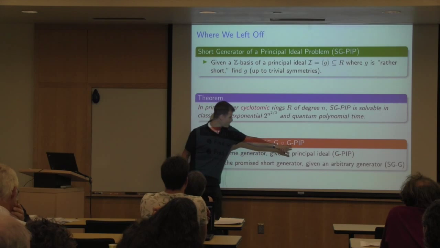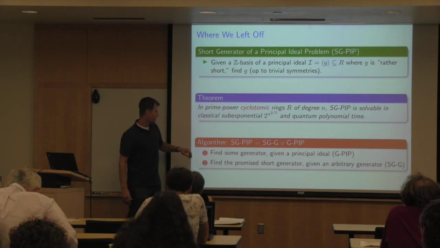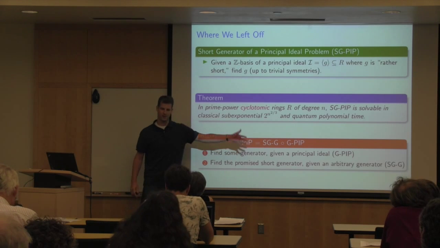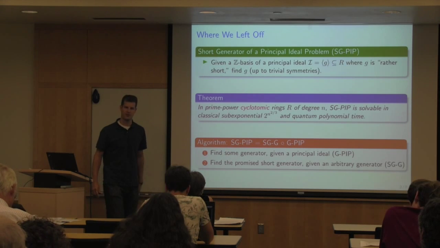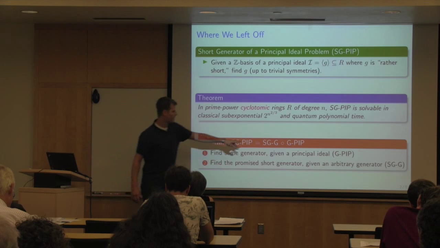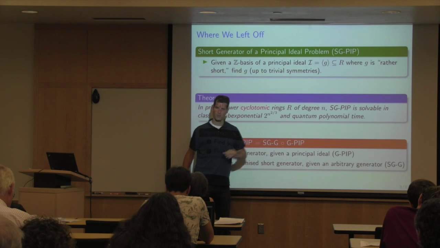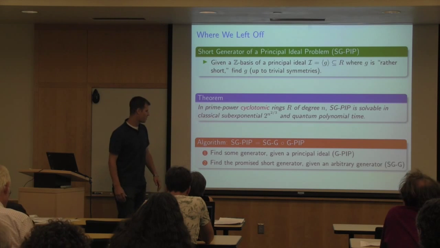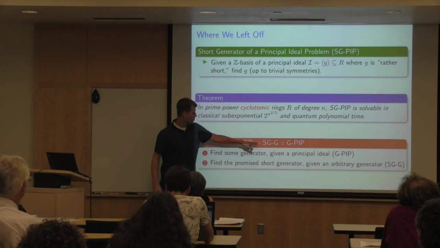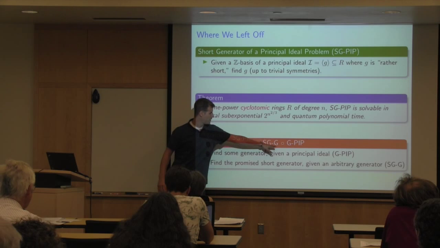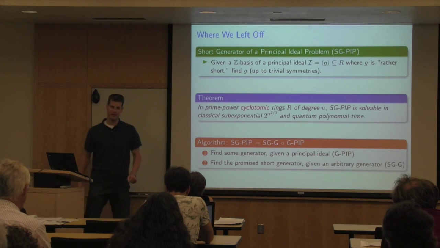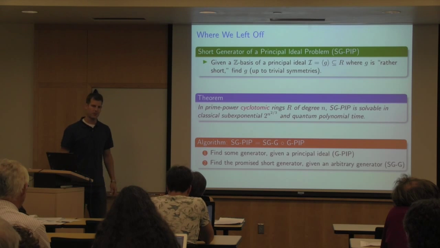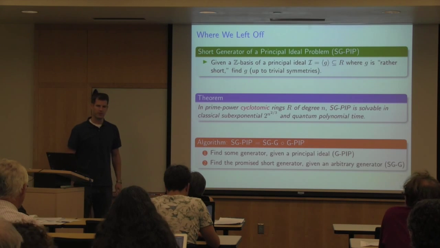So this problem here, GPIP, is find some generator of a principal ideal, given a representation of that principal ideal. So this is the find a generator of a principal ideal problem. And then the SGG problem, which I'm just making up, is find the promised short generator of the ideal given some arbitrary generator of the ideal. So if you compose these 2 steps, you see that they give you the promised short generator of the principal ideal.